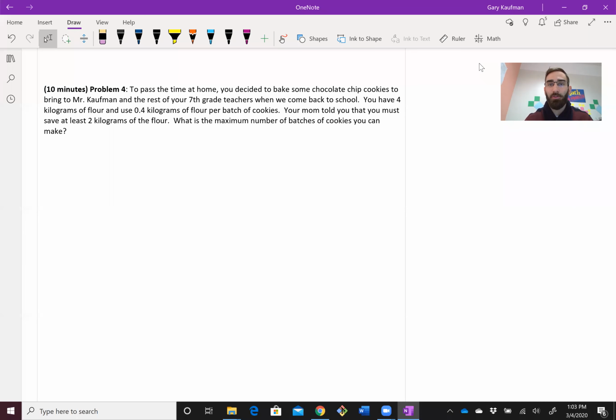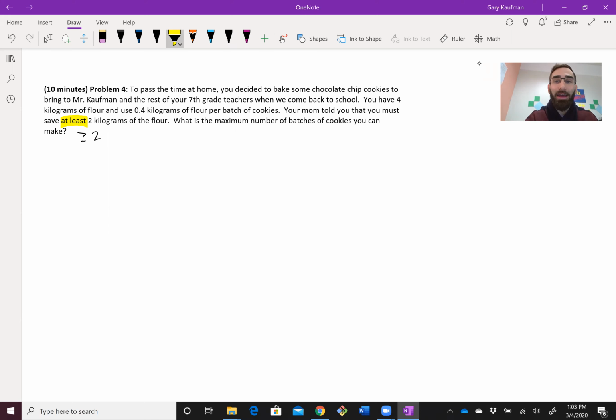Okay, so here's our first word problem. It ends up being an inequality because of this word right here, "at least." So that means we need to have greater than or equal to 2. So if we're looking here, let's highlight some other key information.